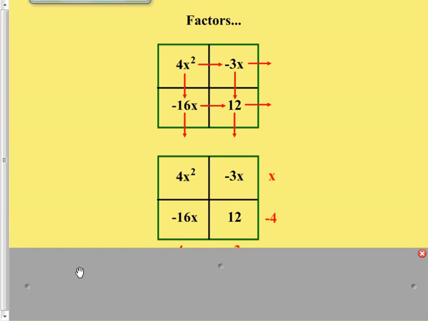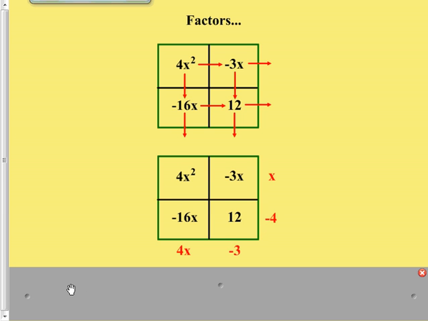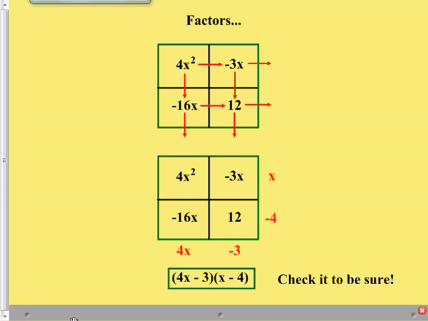So let's take a look. Okay, positive x and negative 4 coming out of the rows, 4x and negative 3 coming out of the columns. If you assemble this information into binomials, 4x minus 3 and x minus 4, that is the factorization of the trinomial that we were looking at. And of course, multiply it and check it to be sure.